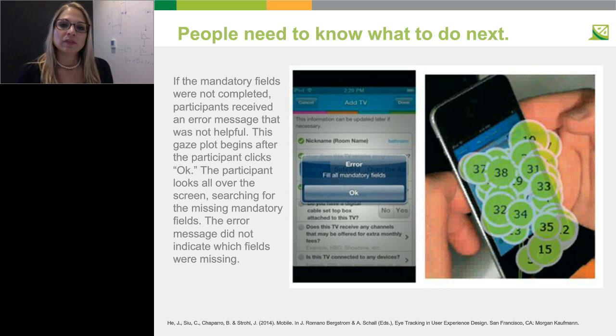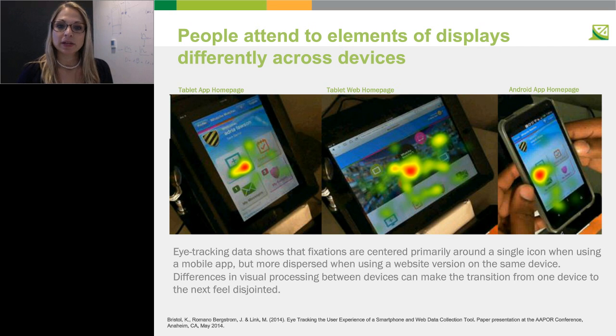Another thing that we have learned is that people attend to elements of displays differently across devices. And this is really important when we think about the different types of devices, the different types of screen size, and how important it is to actually test these different versions. Now, with the number of versions we have nowadays with devices, it's probably impossible to test them all. But it is important to test a number of different ones, especially ones that are dramatically different. So in this particular study, we tested an app version on the iPad and on the smartphone, and then we also tested the desktop version, the website of this product on the iPad.